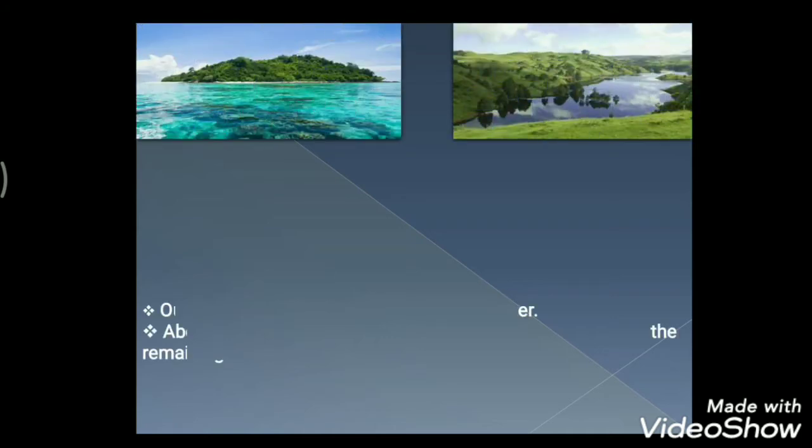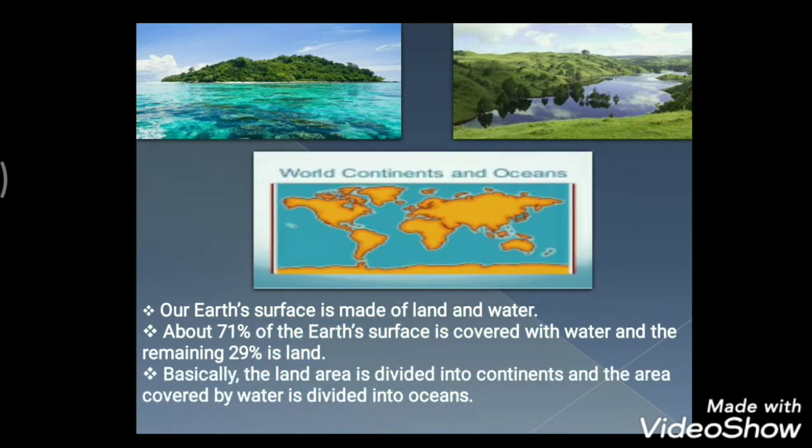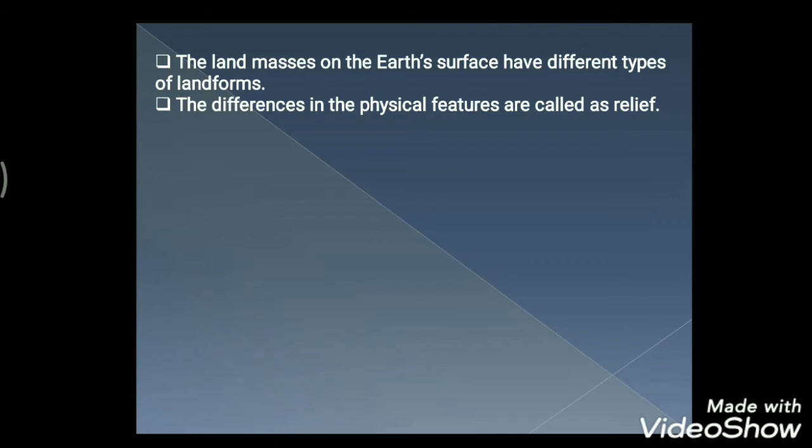Now, as we talk about the landforms, our Earth's surface is made of land and water. About 71% of the Earth's surface is covered with water, and the remaining 29% is covered by land. The land area is divided into continents, and the water is divided into oceans and seas. The land masses on the Earth's surface have different types of landforms.